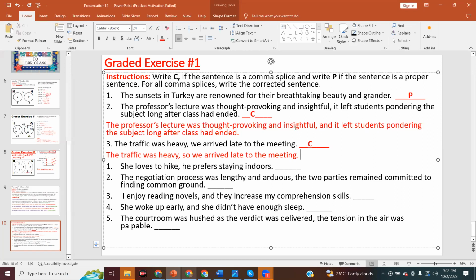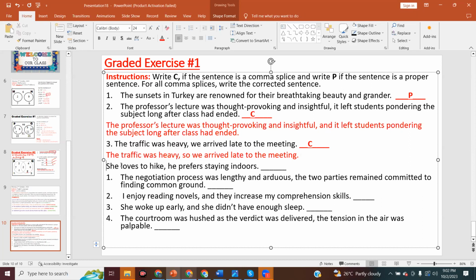It's thought-provoking and insightful. That's why it left them thinking about it. That's what thought-provoking and insightful means. So you can't use but or yet. It's and or so. All right, number 4.